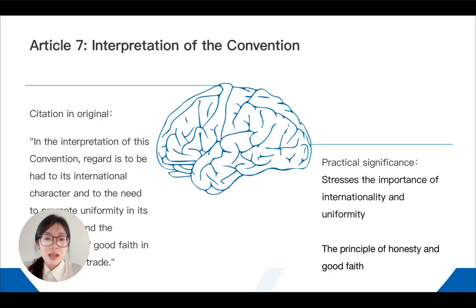Article 7: interpretation of the Convention. Article 7 provides the framework for interpreting the CISG, emphasizing its international character and the need for uniformity. In the interpretation of this Convention, regard is to be had to its international character and to the need to promote uniformity in its application and the observance of good faith in international trade.